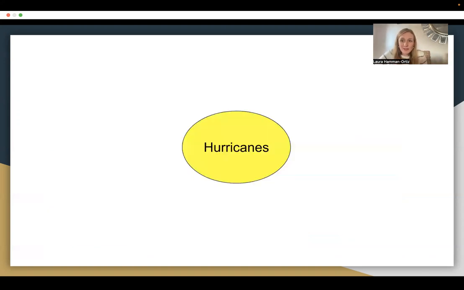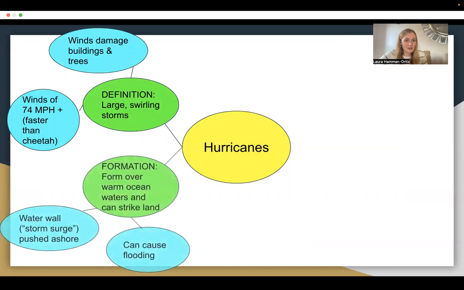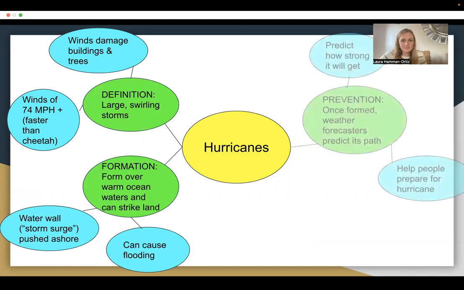So if we were to map this out with students, we'd have hurricanes at the center of our graphic organizer. The first trait that we have is a definition, and then we see some of the ways that it's defined. Then we have formation as the next subtopic or trait, and it talks about how they form. And then there's some details about the water wall coming ashore and the flooding.